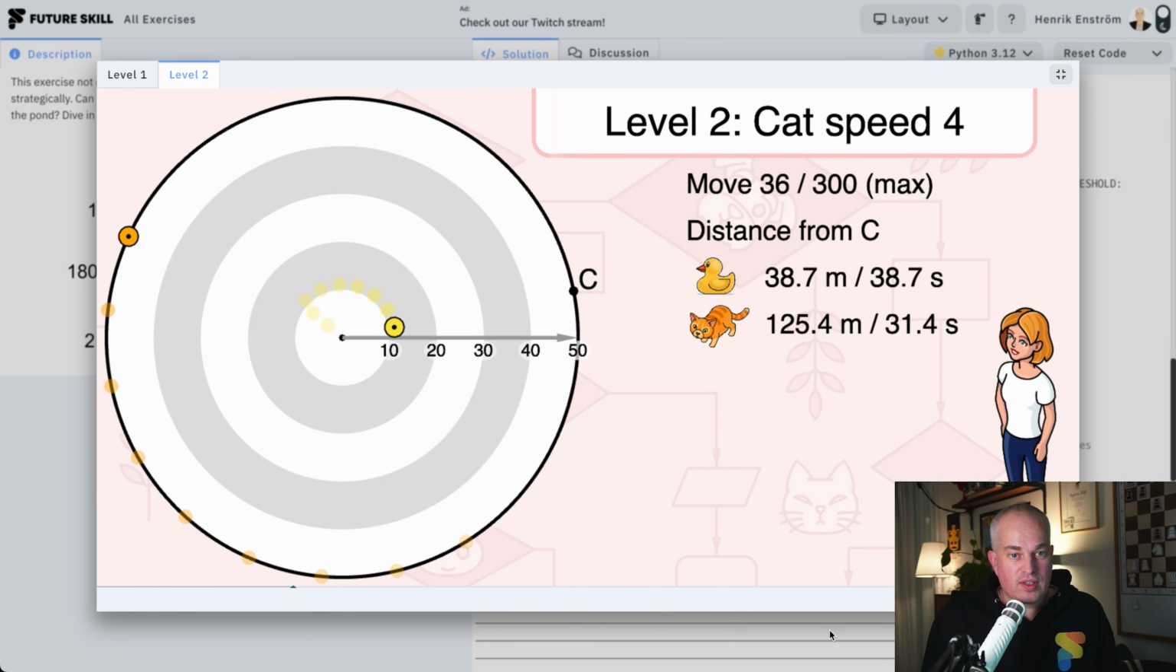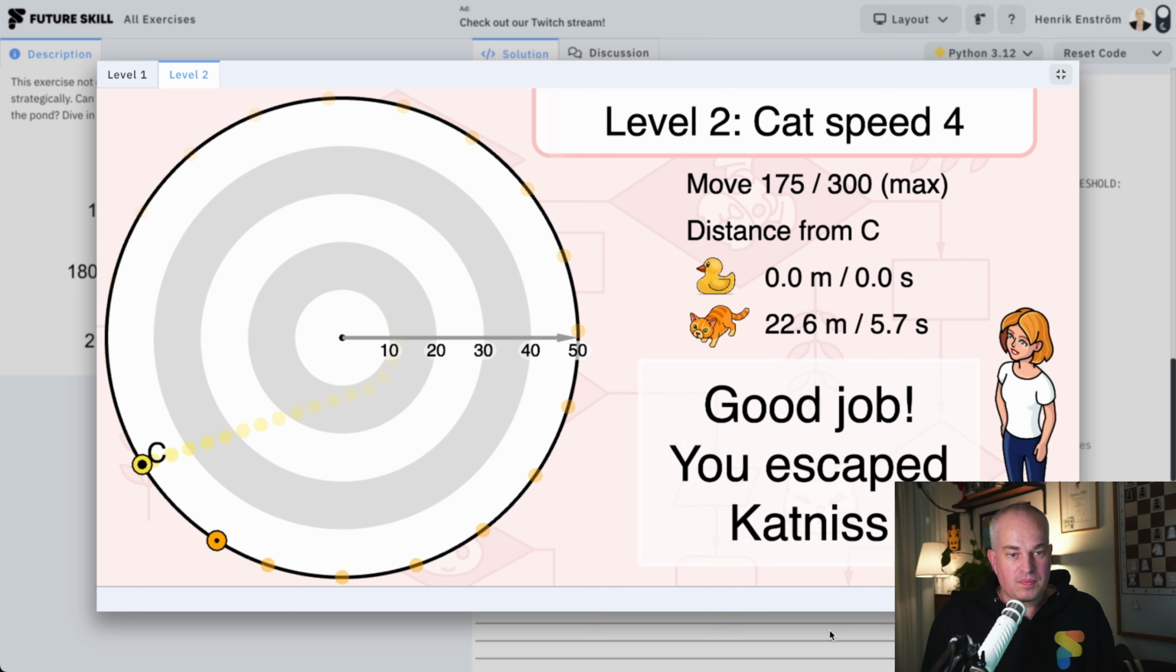Yeah, we saw the confetti. See if we can beat Katniss by more than 1 second. Yeah, we could. So now we beat Katniss by some 6 seconds, so it's almost 6 times better. And as you saw, instead of going straight from the cat, we're tilting it slightly.